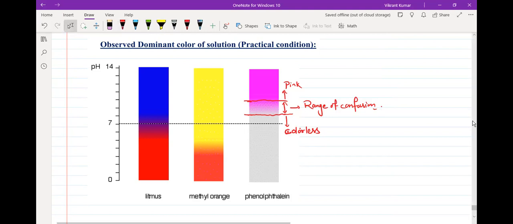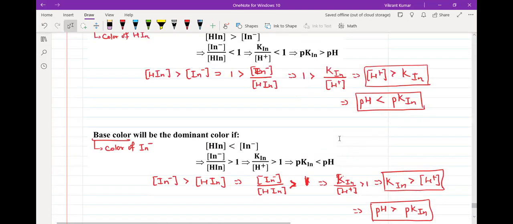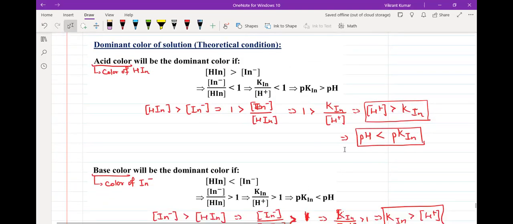जितना कैलकुलेशन में सिंपली मैंने ये लिख दिया था ना, HIN greater than IN minus, तो acid color is the dominant color. Simply another case, IN minus greater than HIN is the dominant color. The base color is the dominant color in that case. उससे काम नहीं चलेगा. HIN को IN minus से कुछ ज्यादा ही एक्स्ट्रा होना पड़ेगा. So we are going to add a factor like A times IN minus से ज्यादा हुआ तो we will be able to observe it as the dominant color, and that A is going to be definitely more than 1.